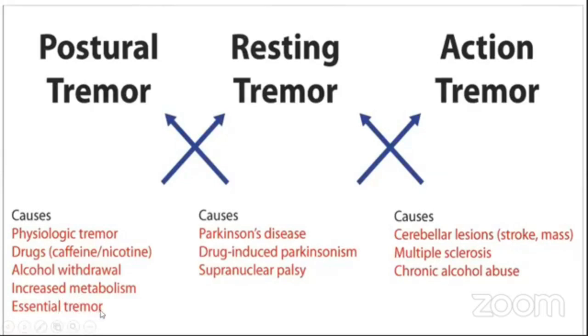This essential tremor can be a postural tremor, can be an action tremor. So I have drawn this crossing here because there is some overlapping also, but this is the most common cause of this type of tremor. Resting tremor, the prototype is the Parkinsonism, that is Parkinson disease, drug-induced Parkinsonism, or Parkinson plus, but Parkinson disease not only presents as resting tremor, but it can present also as postural tremor or even action tremor. And the most common cause of action or intention tremor is the cerebral lesion, either due to stroke or any mass in the cerebellum, maybe multiple sclerosis involving the cerebellum, or chronic alcohol abuse. This can also cause intention or action tremor.